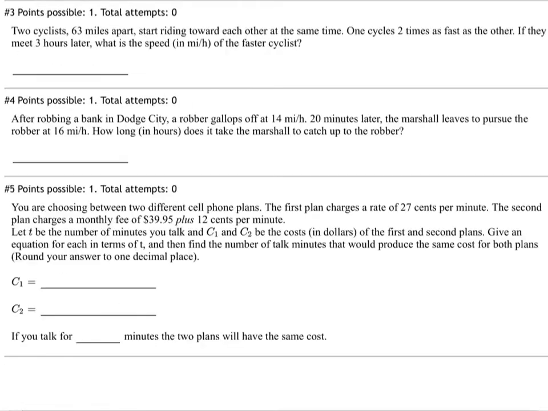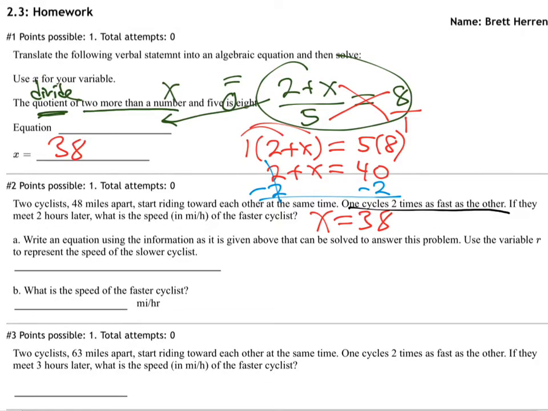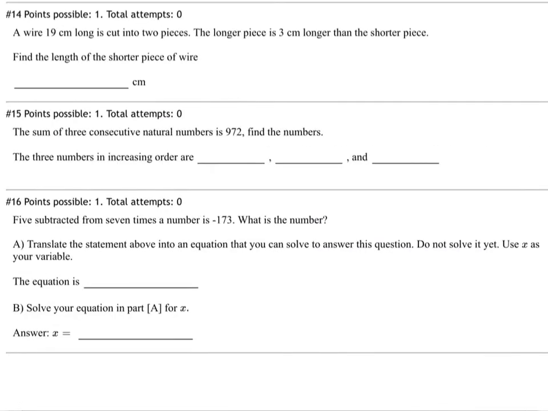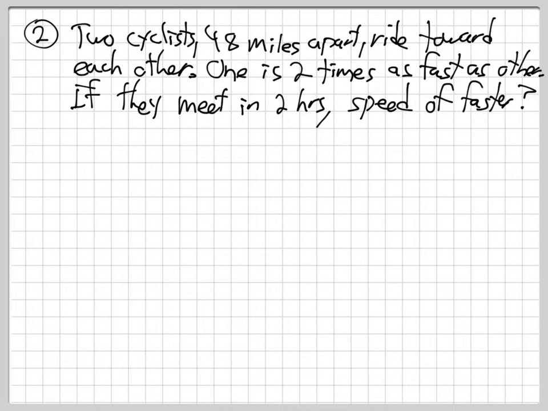Did I get all that right? Let me double check. If they meet in 2 hours, 2 times as fast, 2 hours later, what's the speed of the faster? Write an equation, and then what's the speed of the faster? They said use R to represent the speed of the slower cyclist. Okay, I'll do what they say.